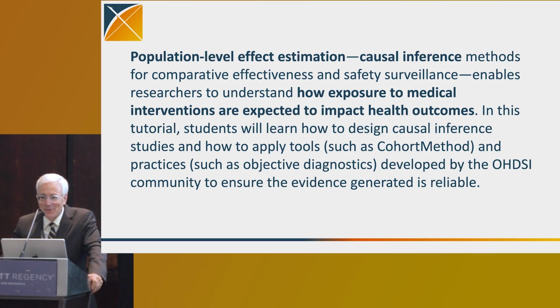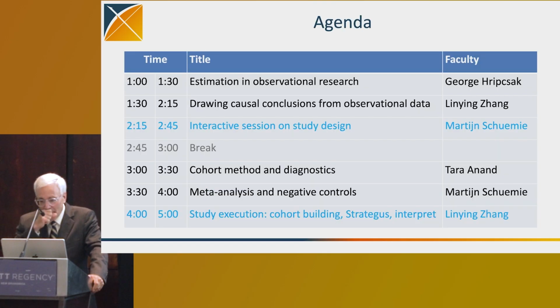So here's our description of the tutorial. We're doing population level effect estimation or causal inference. We're going to figure out how to say, if you have an exposure to medical interventions, how are they expected to impact health outcomes? How can we estimate that in a fast, reliable manner? So that's what we'll be talking about today. Kind of using a multimodal approach today.